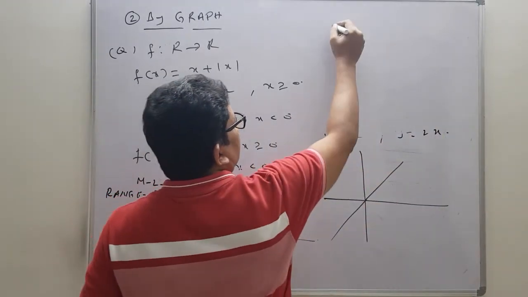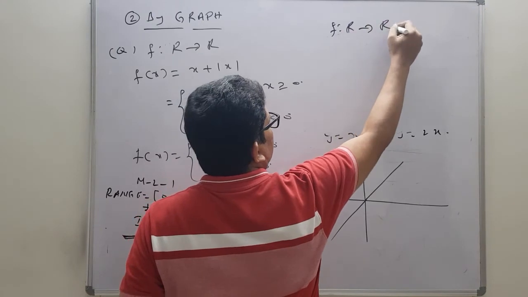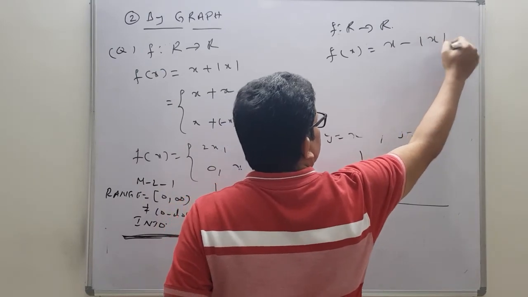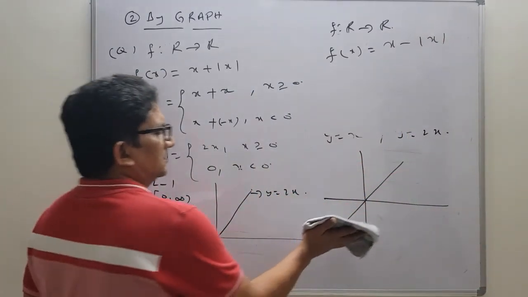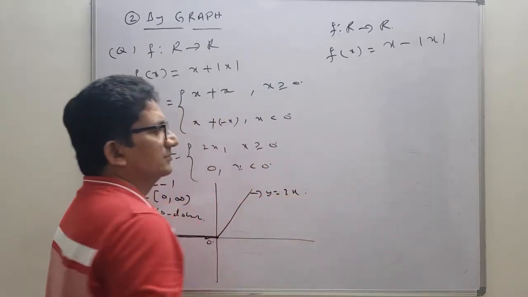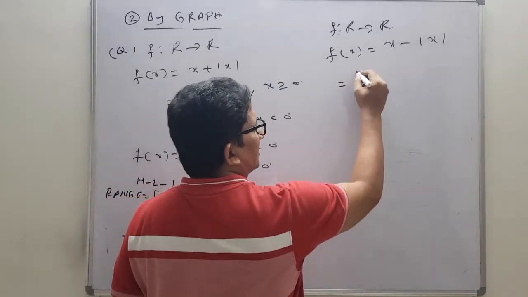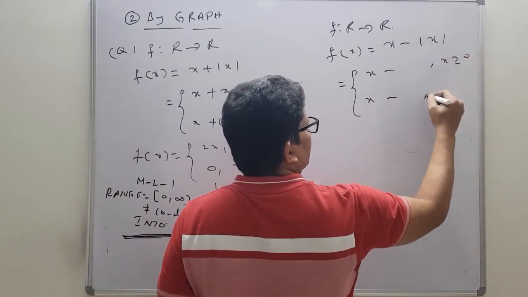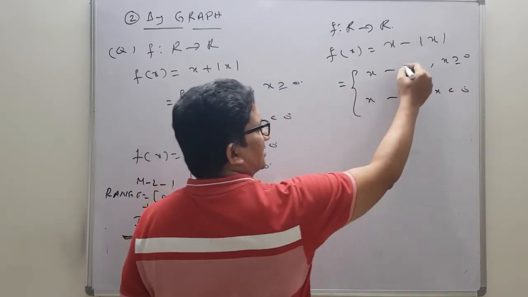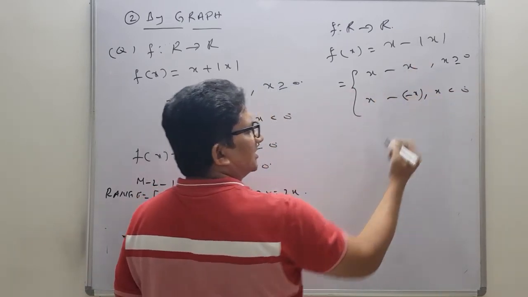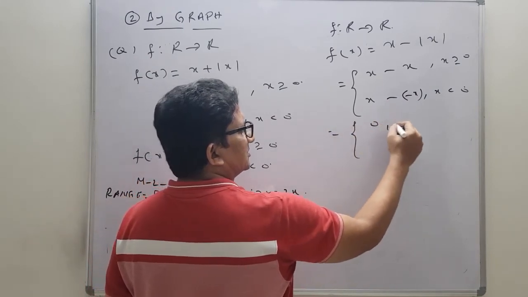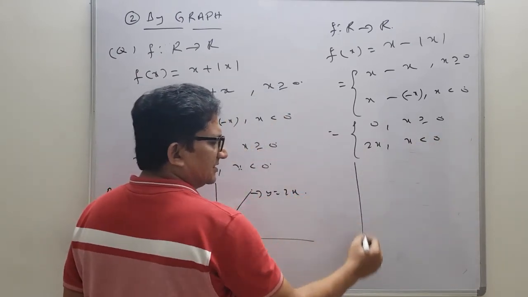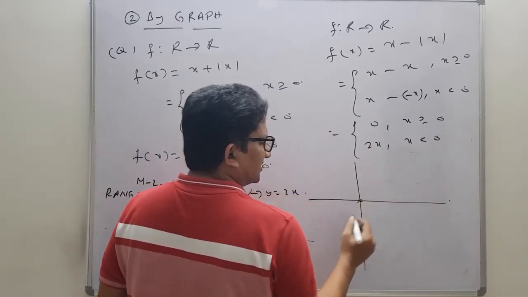So after that immediately you try this one. The function is defined from real number to x minus mod x. Those who are having problems, just look, this function again can be defined in two ways, with two cases. X is greater than or equal to 0 and x is less than 0. When x is greater than 0, we'll take x here, and when x is less than 0, we'll take minus x. That means we'll get 0 when x is greater than or equal to 0, and 2x when x is less than 0.